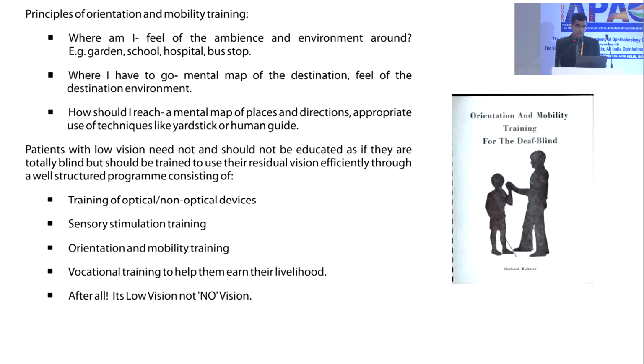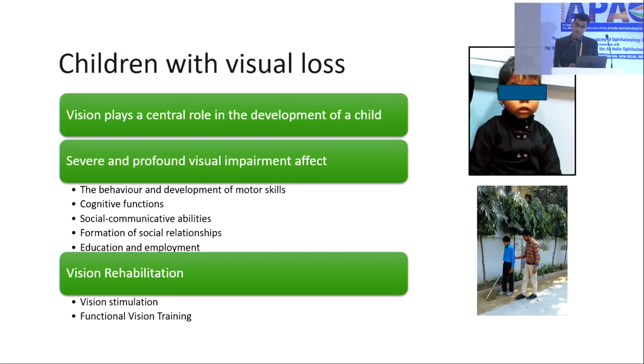We have very good guidelines made by Dr. RP Center AIMS, and these can be procured as a soft copy, and are very important in orientation and mobility training. Especially in children with visual loss, we know that vision plays a central role, and severe and profound visual loss affects the child's behavior and developmental skills, cognitive function, socio-communicative abilities, formation of social relationships with peers, and education and employment.